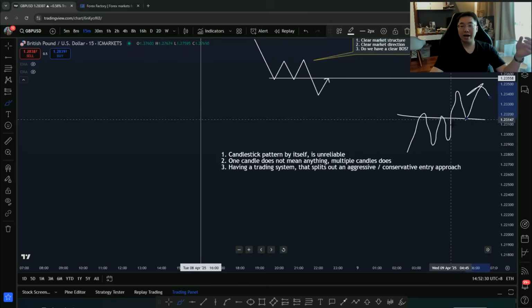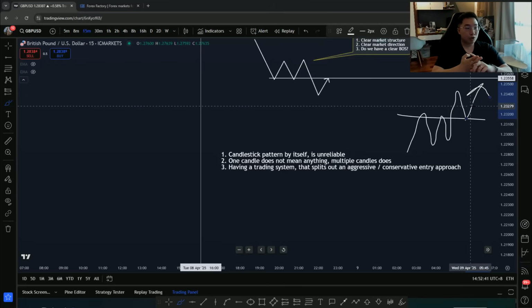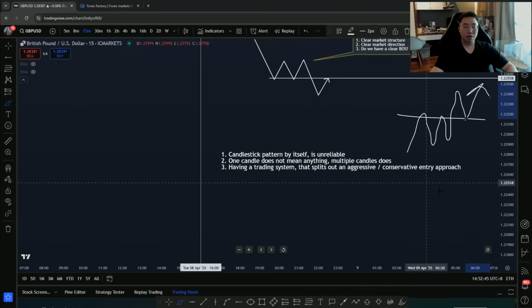If you were to stare at this and wait for some sort of confirmation, most of the time you missed out the trade. And when you missed out the trade, there are plenty of consequences. You ruin your RR, you ruin your price position. The setup is just not so favorable anymore. Okay, conservative entry approach simply means you want to wait for certain things to appear and then you pull the trigger. That depends on your entire trading plan, your entire trading system.